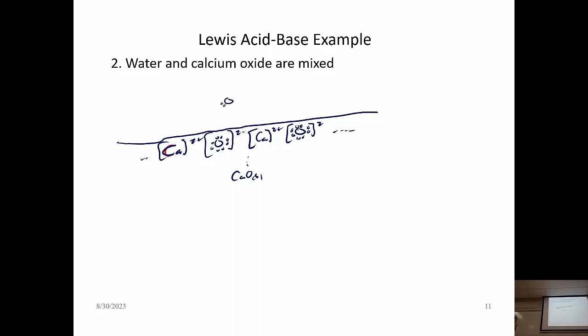So let's take a look at water. Water is both the Lewis acid and the Lewis base. How about calcium oxide? The calcium ions could potentially be the Lewis what?